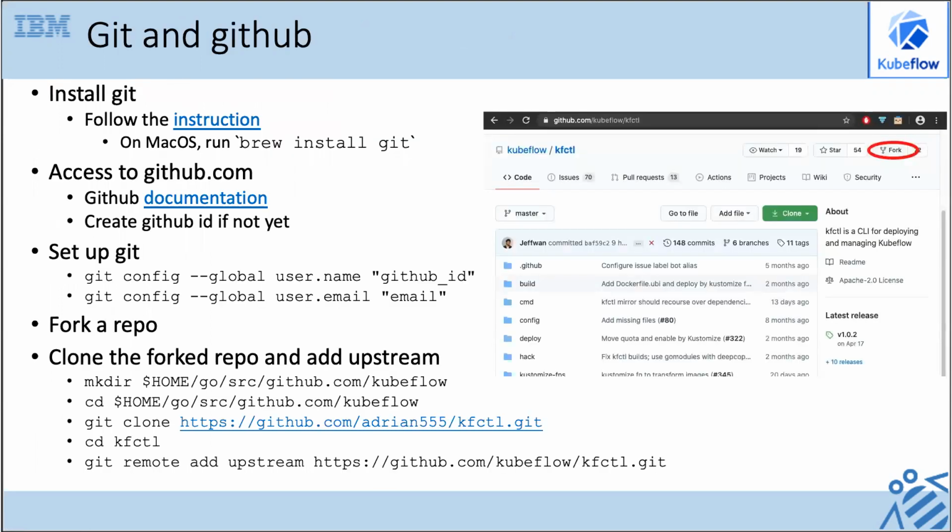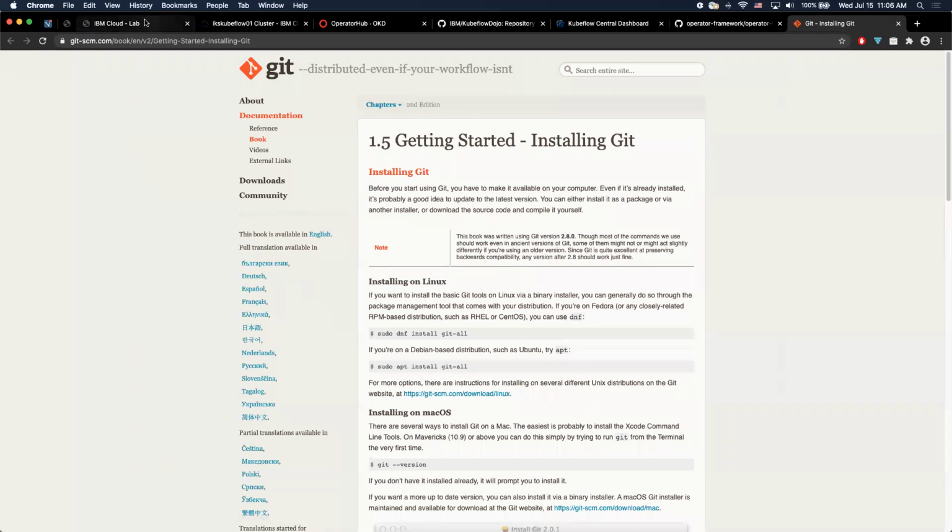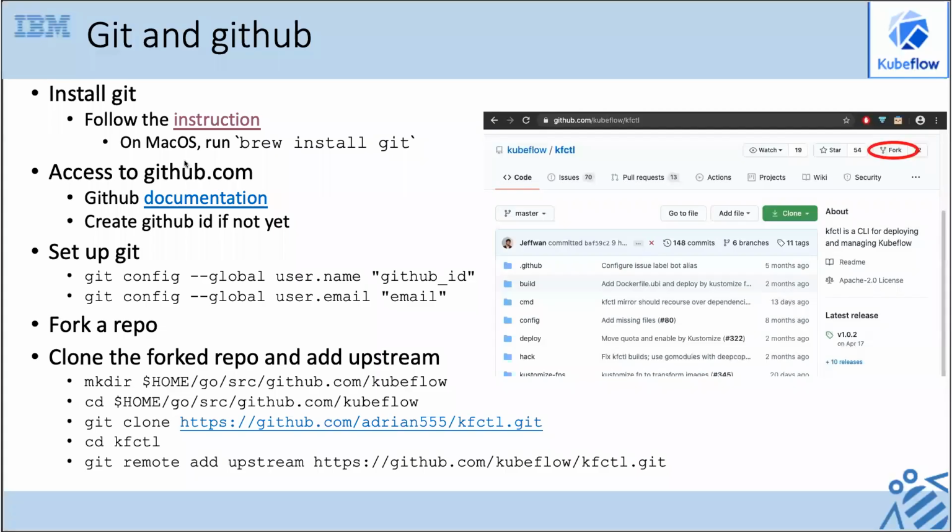So Git and GitHub. I'm not going into all the details, but as I said, Morgan already introduced that. You have to install Git, and there's an instruction already in the GitHub lab. On Mac OS, it's very simple, right? Just one command to run, brew install git. And then you need to have access to github.com. I guess in that presentation, you already had a chance to create your GitHub ID on github.com. If you have not yet, you need to do that.